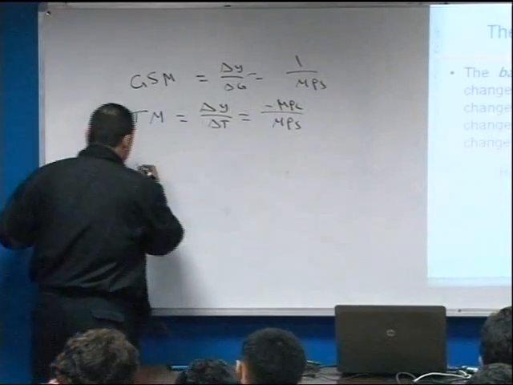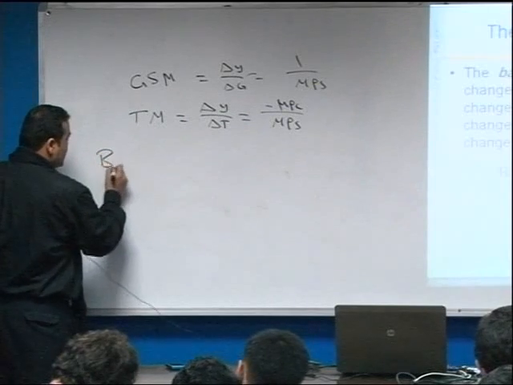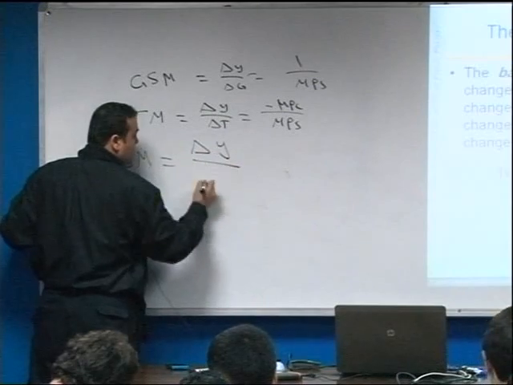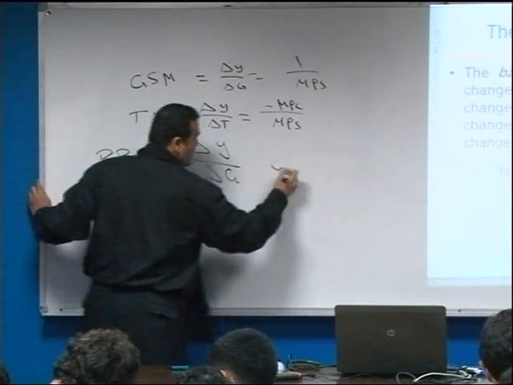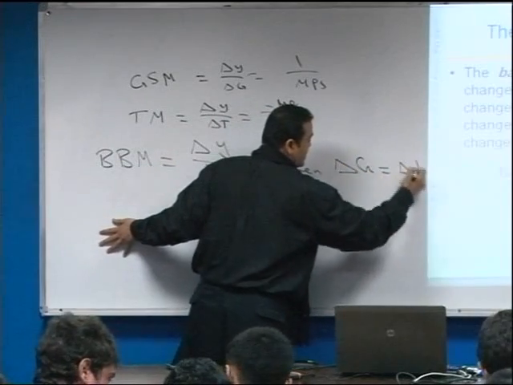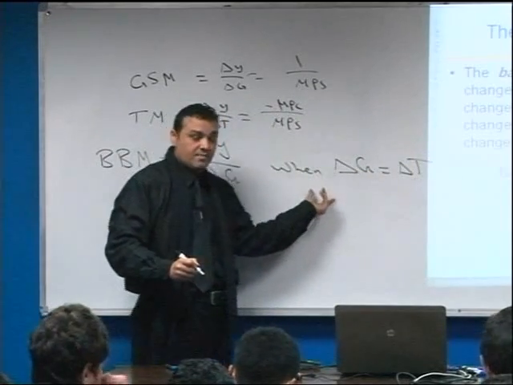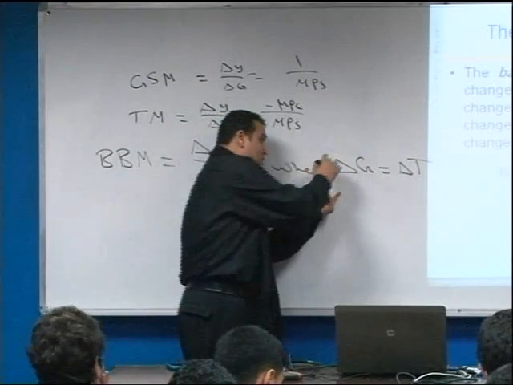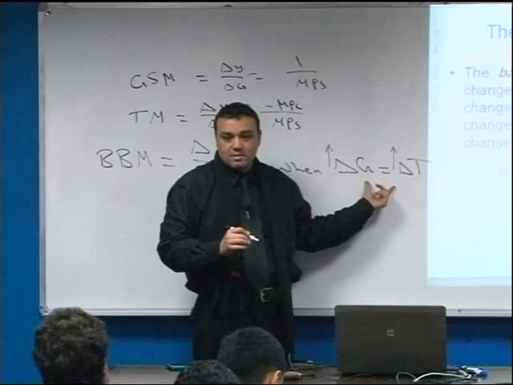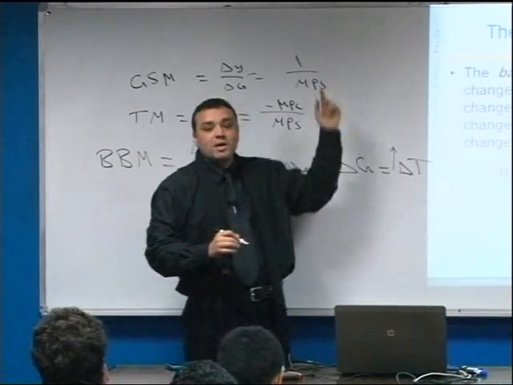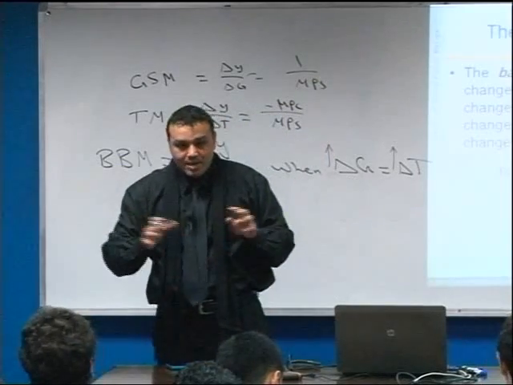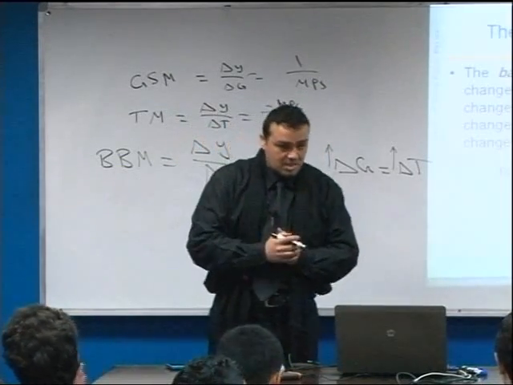So the balanced budget multiplier equals delta Y over delta G when delta G equals delta T, because here we have an increase in spending by $100 million and an increase in taxes by $100 million. Right? Okay, let's derive the balanced budget multiplier and calculate how much it equals.